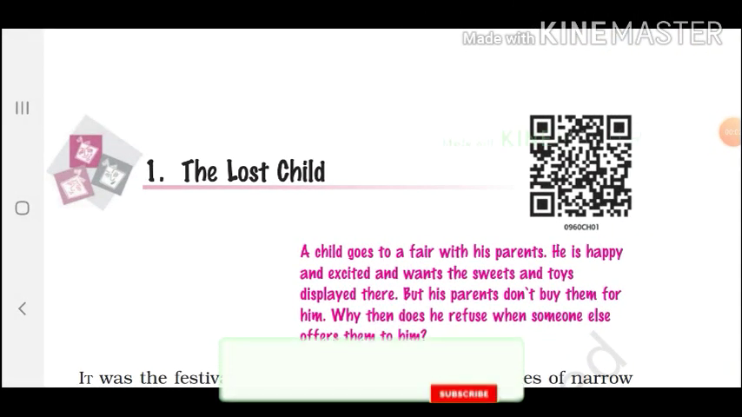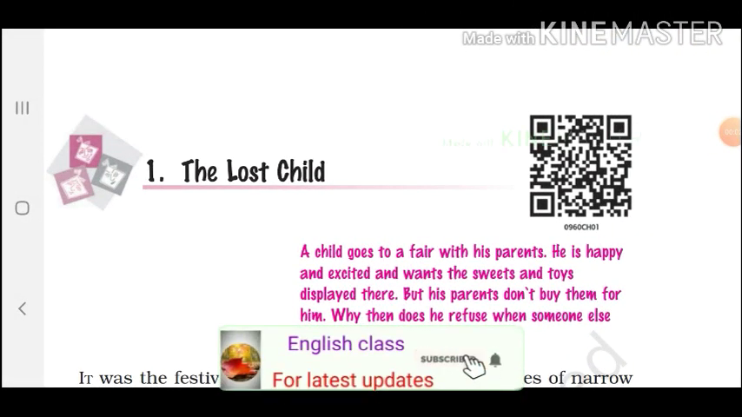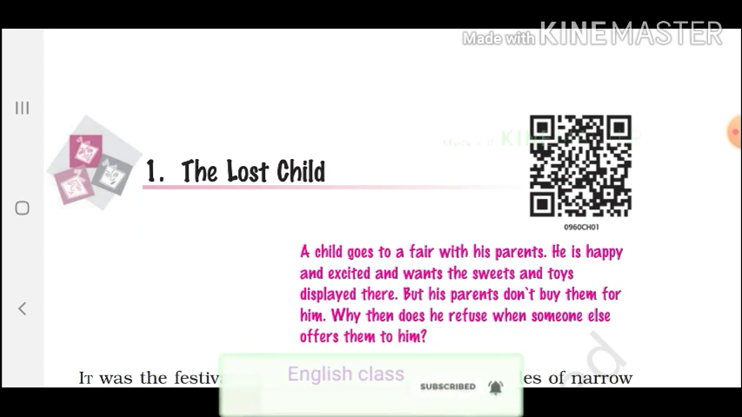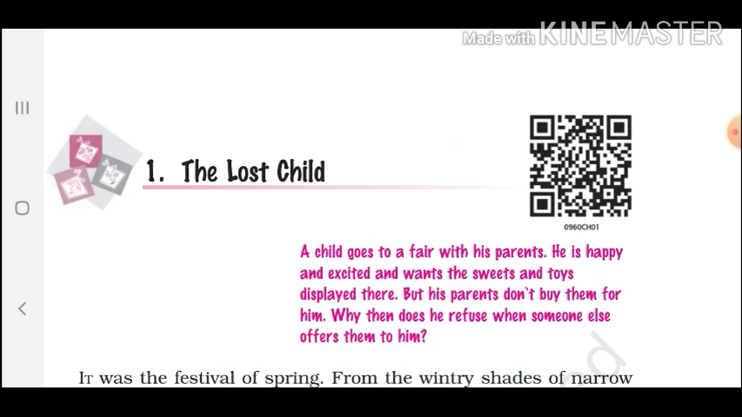Namaste, everybody. Today I am going to start the second book, that is Supplementary Reader Moments of Standard 9. And I am going to start the very first chapter, that is The Lost Child. The present story has been written by Mulk Raj Anand. So first of all, I would like to give you an introduction of this story.